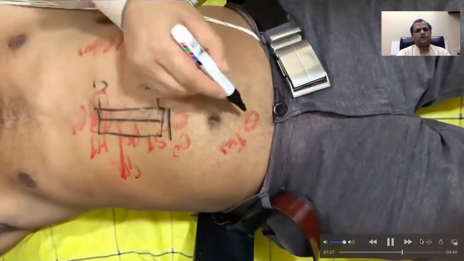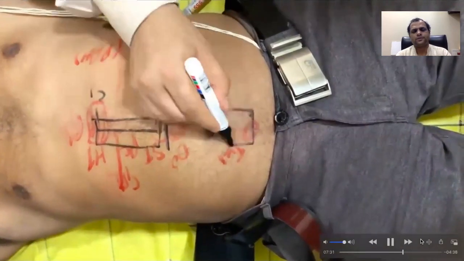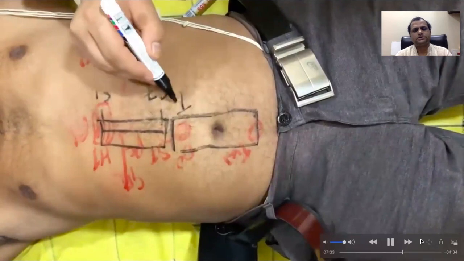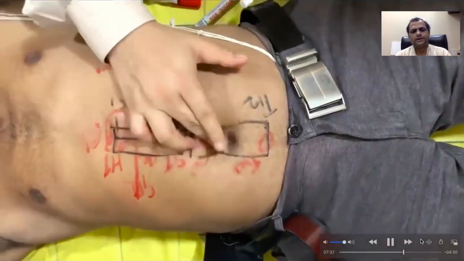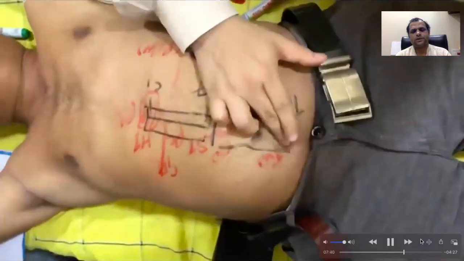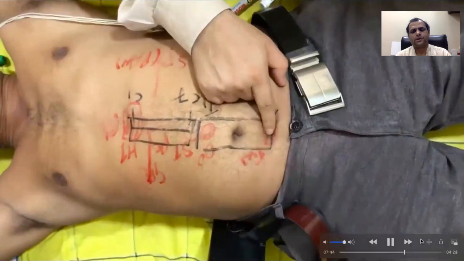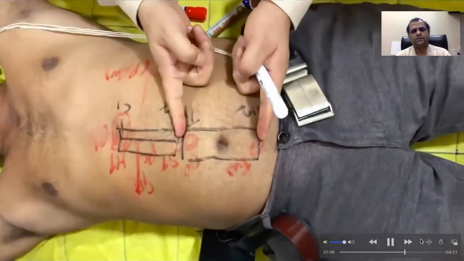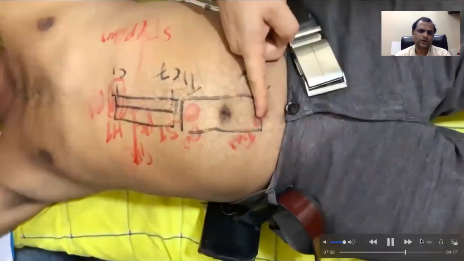Now from the lower part of the stomach till the triple burner, if we draw a line, this is called the thoracic region, or T1 to T12. If this is tender and painful, it shows a problem in the upper back or middle back, or thoracic pain. So this is the T1 to T12 area.